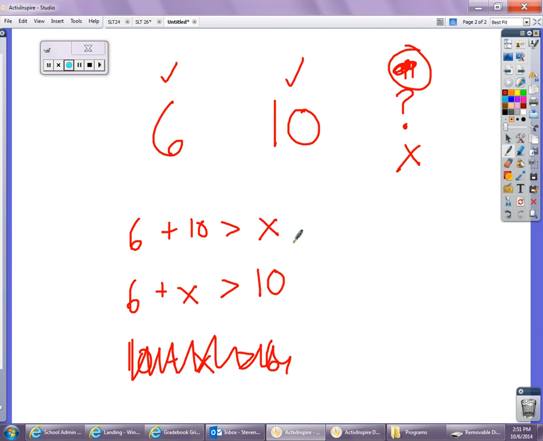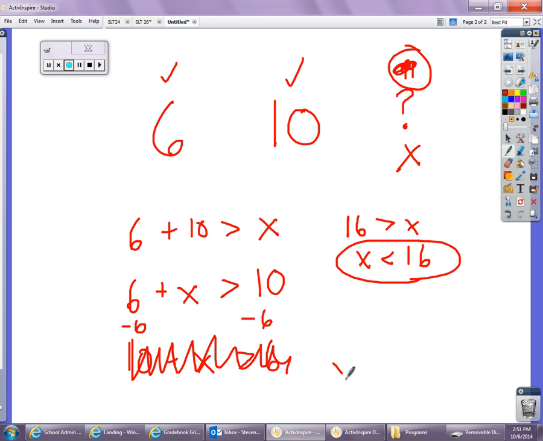If you solve each of these, 6 plus 10 is greater than x means 16 is greater than x. If we flip that around, x has to be less than 16, because if it was greater than 16, then these two sides would not add up to be greater than it. But x doesn't just have to be the biggest side. If you solve the other inequality, you subtract 6, and you get x has to also be greater than 4. So x has to be greater than 4 but also less than 16, and that gives us a range.